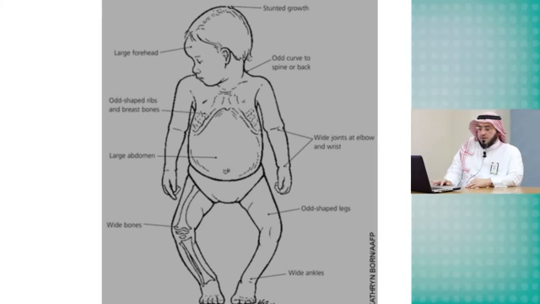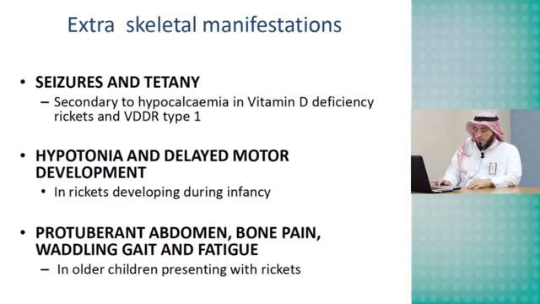Now we come to the lower limbs. There are wide joints and wide bones at the femur, the tibia, and the fibula, and as you can see, bowing of these bones. There are some extra-skeletal manifestations of rickets as well, not only skeletal deformities. We have seizure and tetany due to hypocalcemia. We could have generalized body hypotonia. We could have delayed motor development. When you ask about the developmental history, you'll find delayed motor development.